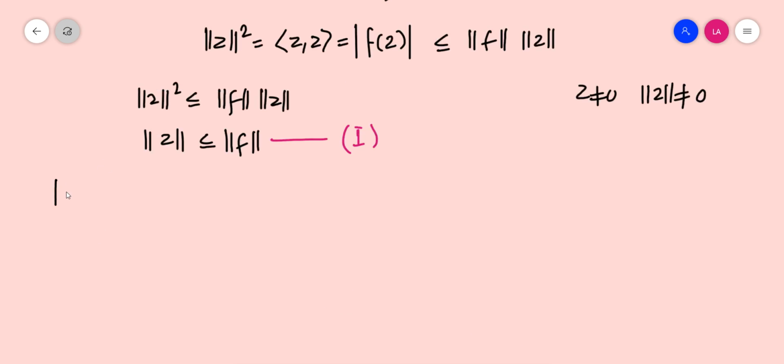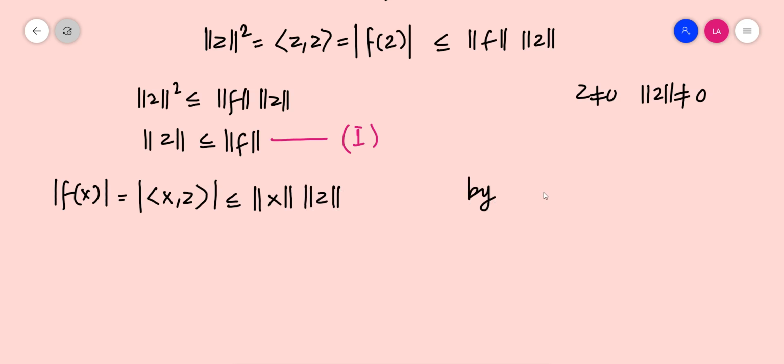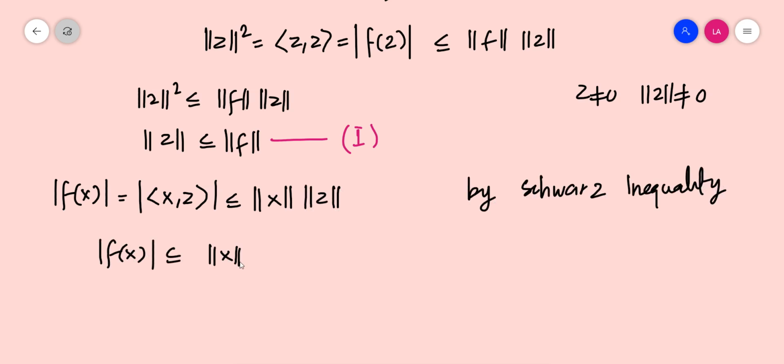Now secondly, modulus of f of x is equal to modulus of inner product x z. By Schwarz inequality, this should be less than or equal to norm x times norm z. By Schwarz inequality, you have to quote this. So which implies modulus of f of x is less than or equal to norm x times norm z.